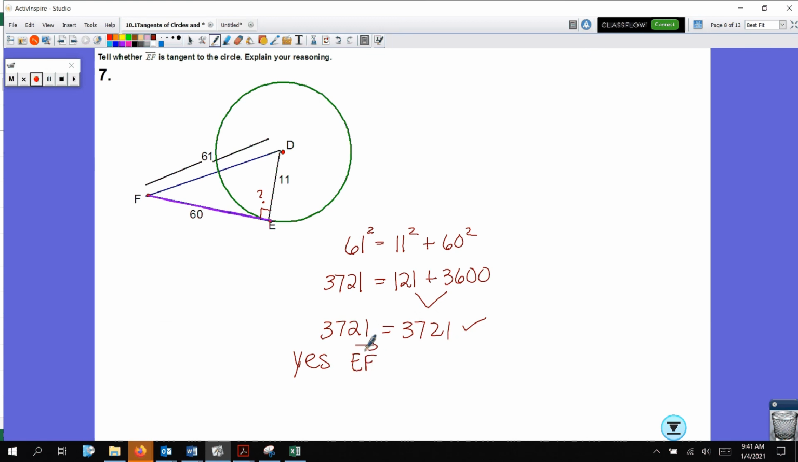So yes, EF is tangent to the circle because, that's going to be my BC, because EF is perpendicular to DE.